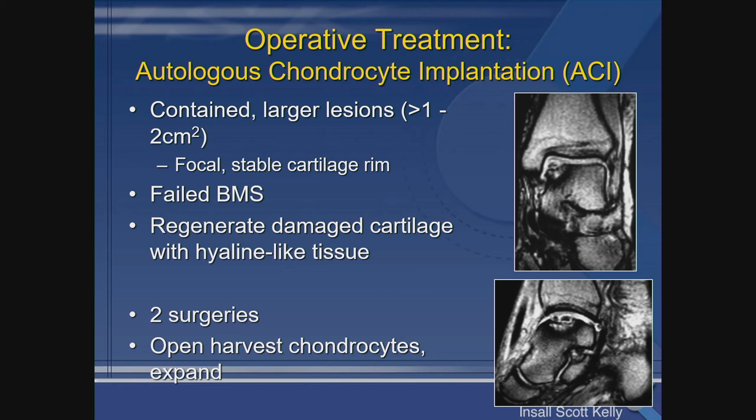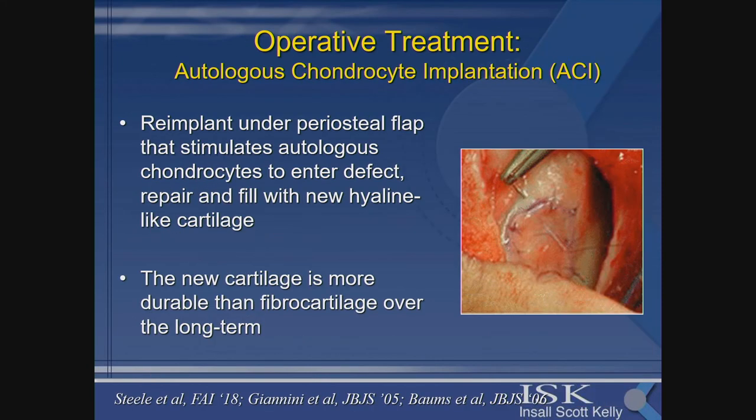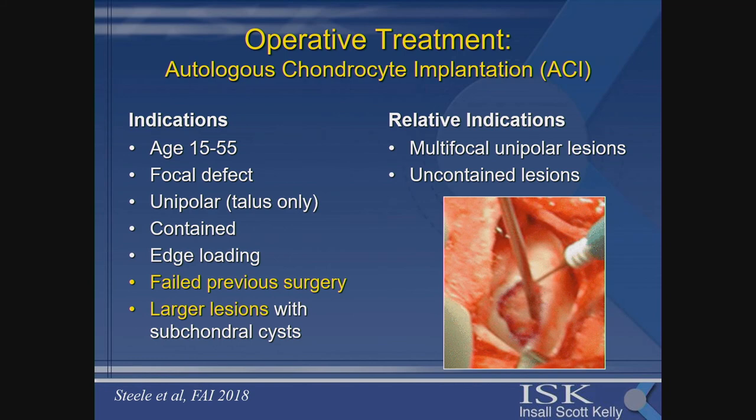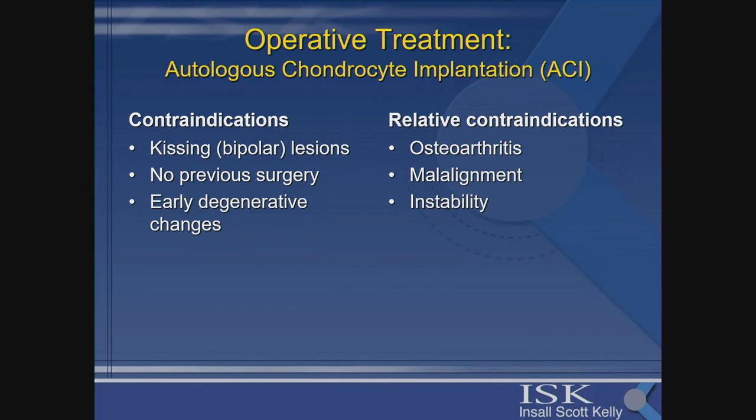You have to harvest the chondrocytes, in the first generation in an open fashion, then you expand them, culture, and then eventually you come back and re-implant them under a periosteal flap that you have to sew in to the cartilage. So these are really the indications, but it's primarily in the revision type setting, for a little bit larger contained lesions. These are some of the contraindications.